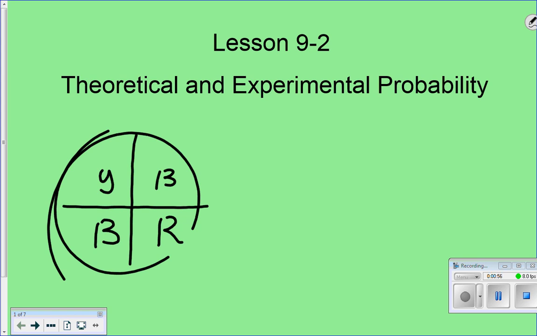What's the probability of not spinning a yellow? No, I have a yellow in there. What's my probability of not spinning a yellow? 3/4, 3 out of 4. What's my probability of spinning a black? 0, because I don't have any blacks in there. Okay, does everybody remember how this goes? Because today's about the same thing.